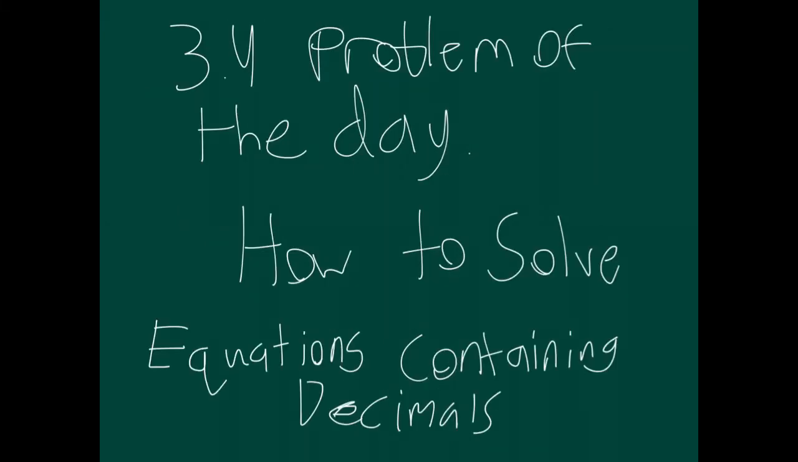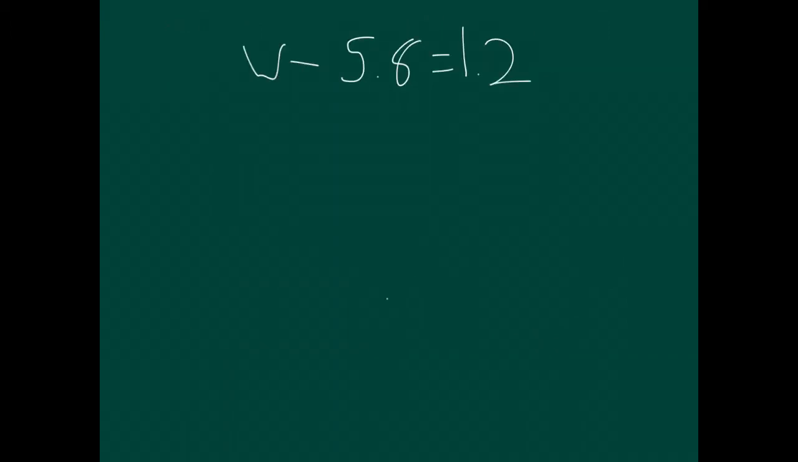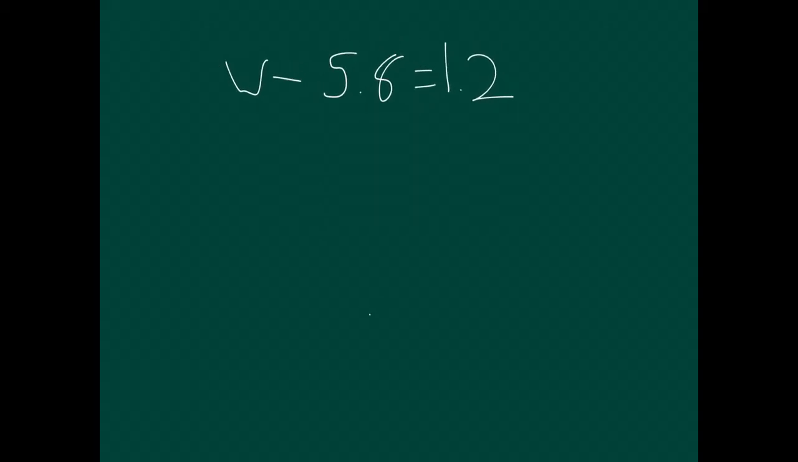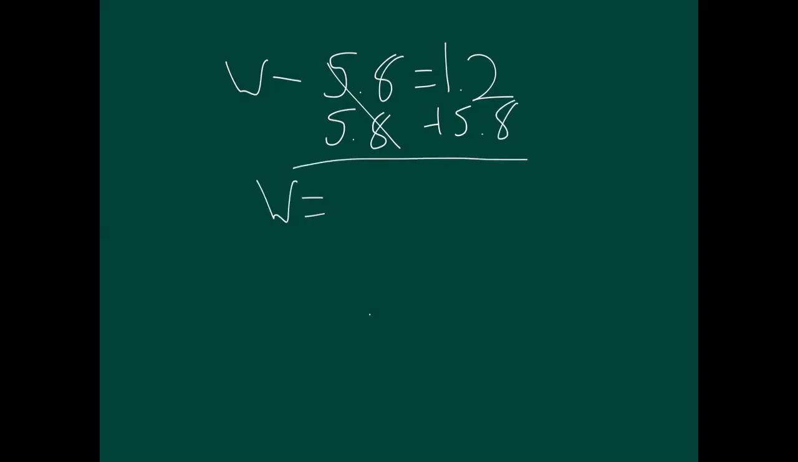3.4 problem of the day. How to solve equations containing decimals. First, we have w subtract 5.8 equals 1.2. So first, we have to add 5.8, but then that cancels out. So then you have to add this. That means w equals, so then this would be 0, 1. W equals 7.